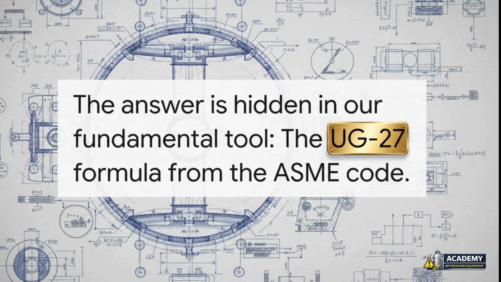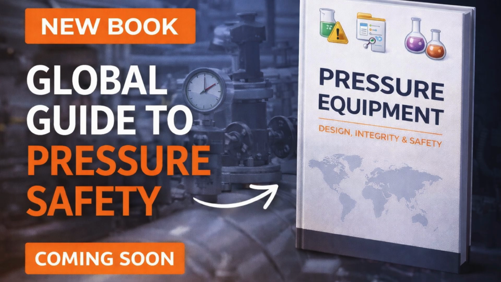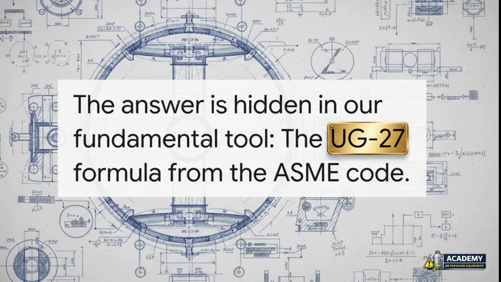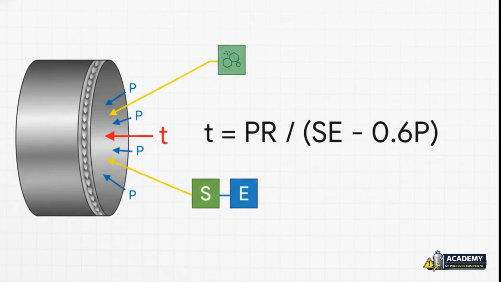For a simple cylindrical shell like the one we've got here, our entire world pretty much revolves around one core tool from the ASME code, the UG27 formula. I mean, you can kind of think of this as the E equals mc squared for pressure vessels, right? It's the absolute heart of the design, and really mastering it, that's the key to optimization. And here it is. Looks simple, right? This little equation tells us T. That's the minimum thickness we need to safely handle all that pressure. Every single variable in there, P, R, S, and E, is a piece of the puzzle. They all have to work together to give us that final number for T.